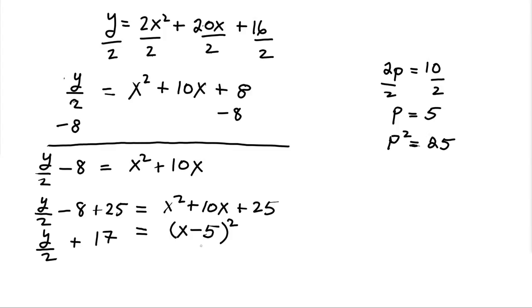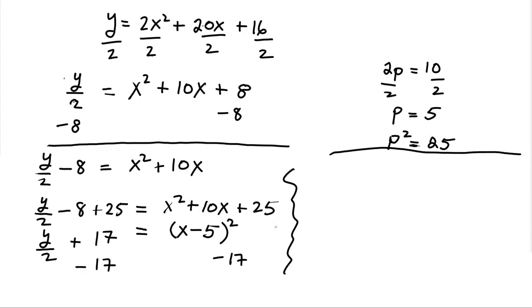Now I have 2 steps left. I need some room up here too. The first thing I need to do is bring the 17 over. I'm going to move this up here now. So on this side, I'm left with y over 2, and on this side, I've got x minus 5 squared minus 17.